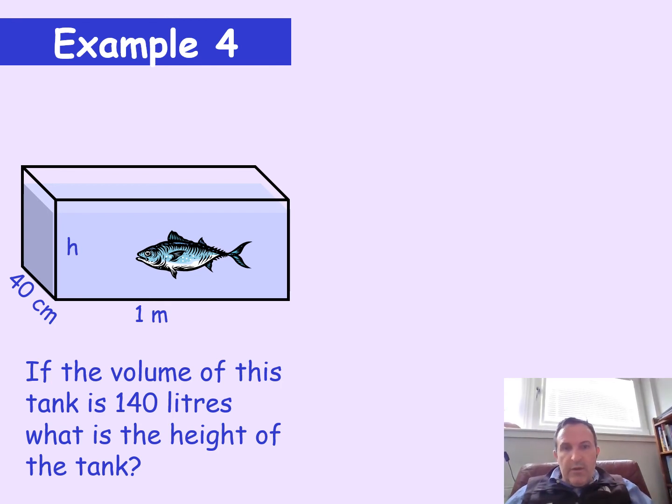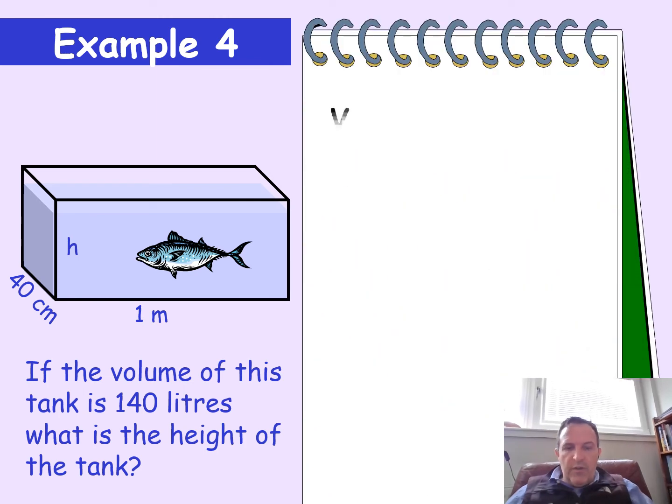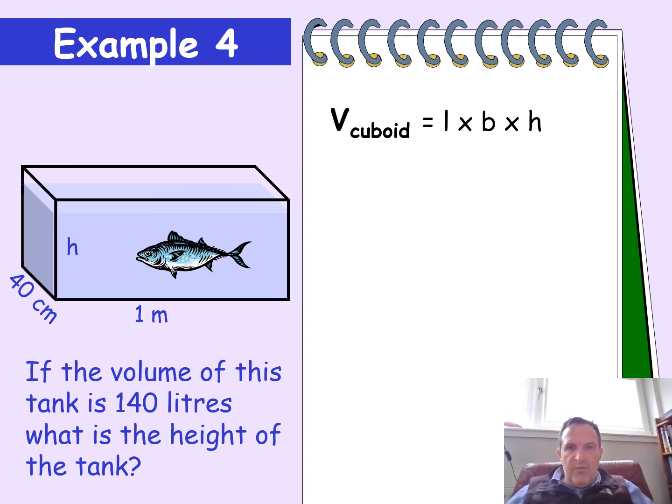So we can still use our same formula to start off with. I'm going to be using lots of different volume formulas, so I'm going to call this V-cuboid. You'll see me use that a few times in the next few days. If we look at other shapes, V-cuboid is L times B times H. So we can write this line next because we know the volume. So we can write the volume in on the left-hand side. So 140 litres is 140,000 cubic centimetres is equal to 100 times 40 times H.